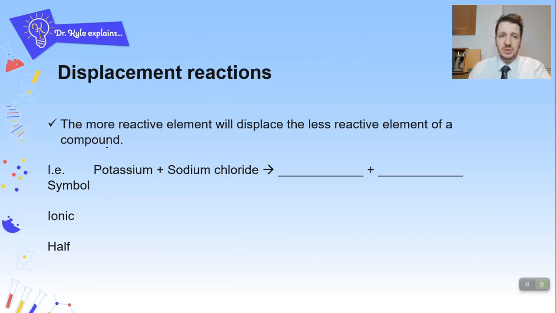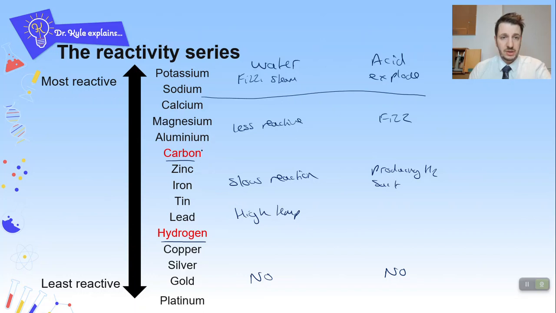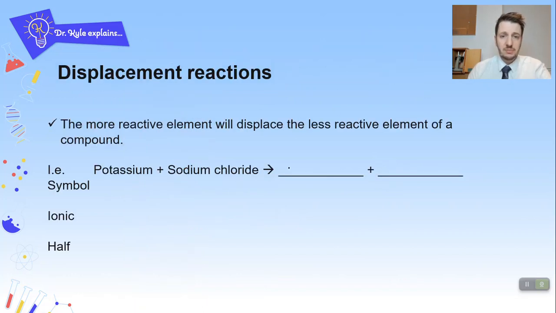Okay, so quick recap on displacement reactions then. In a displacement reaction, the more reactive element will displace the less reactive element of a compound. So i.e. potassium plus sodium chloride, potassium is more reactive as we just saw on the reactivity series. And so potassium will form potassium chloride plus sodium. It will kick out the less reactive element. And so our symbol equation then would be K for potassium plus NaCl goes to KCl plus Na.